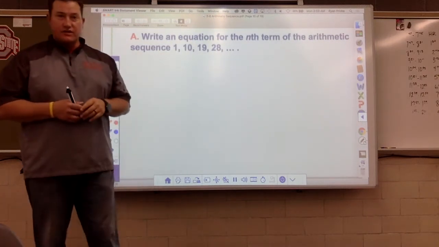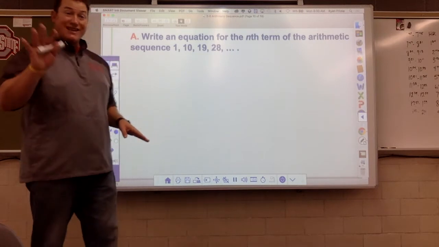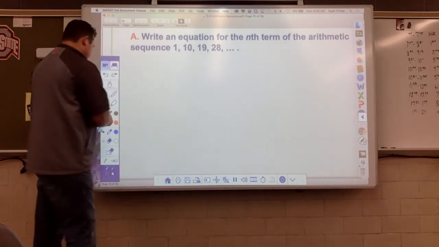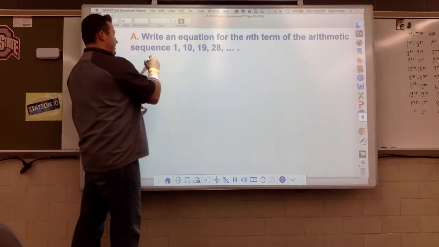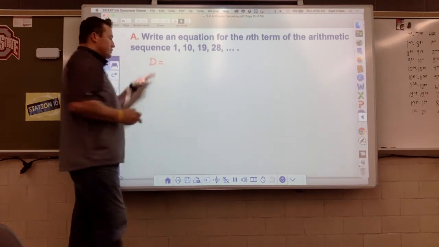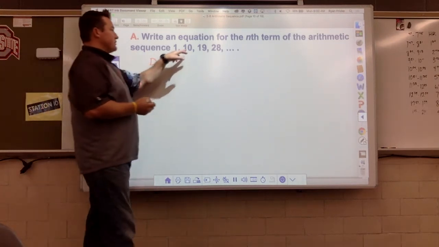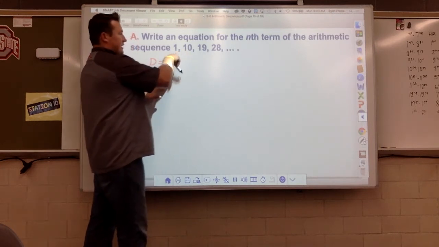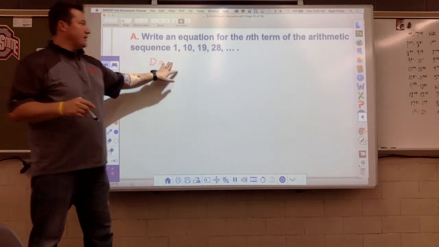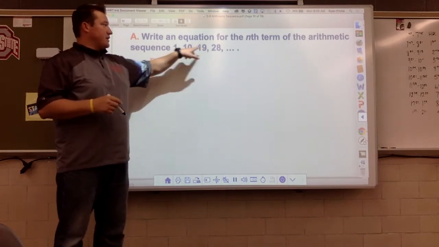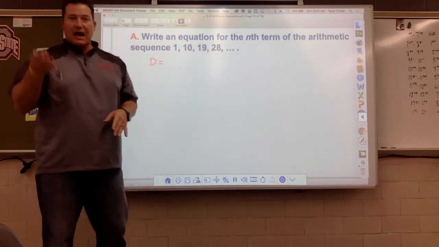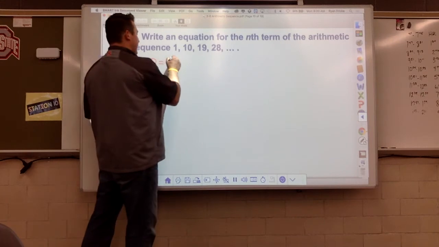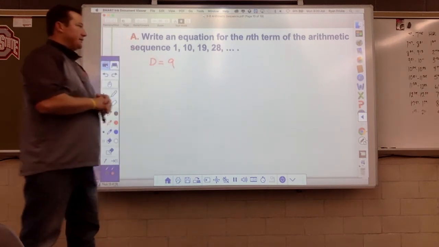Bam, here's my sequence. Well, let's double check first off to see, is it really a sequence, right? So the first thing we need to do is find our common difference, which we represent with the letter D. So to do that, we're just going to take the second term, 10, subtract the first term, 1. That's 9. I keep getting 9 for this, okay? So my common difference is 9.